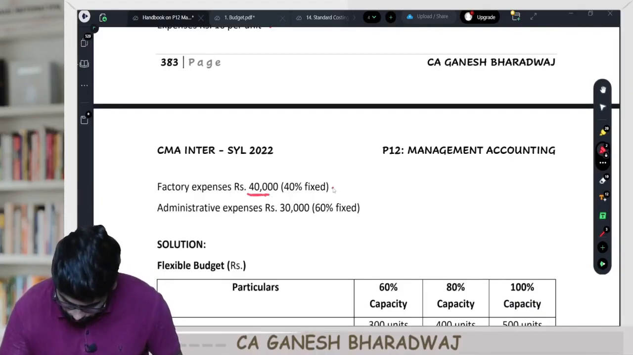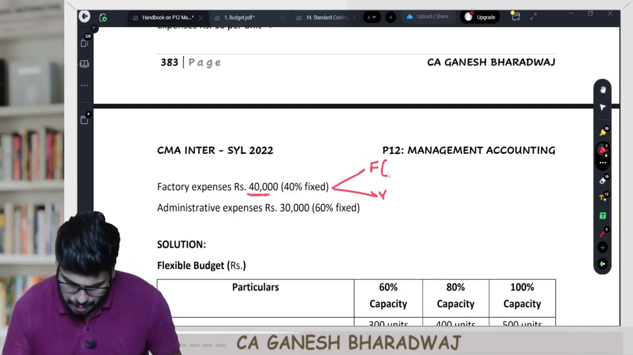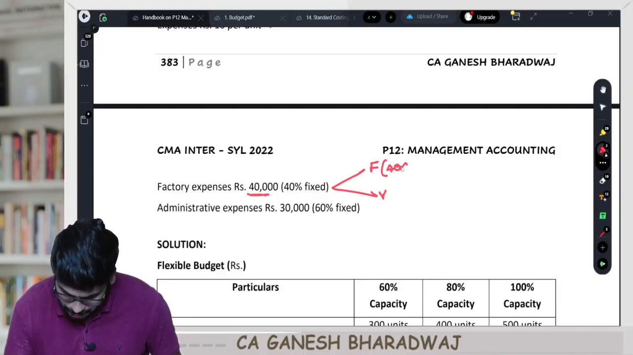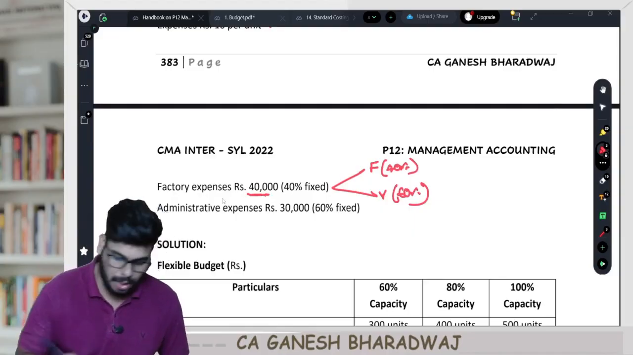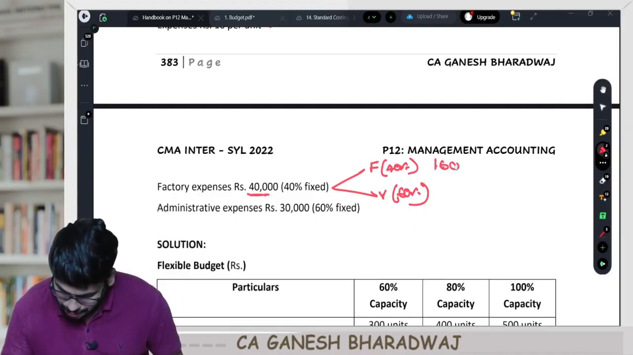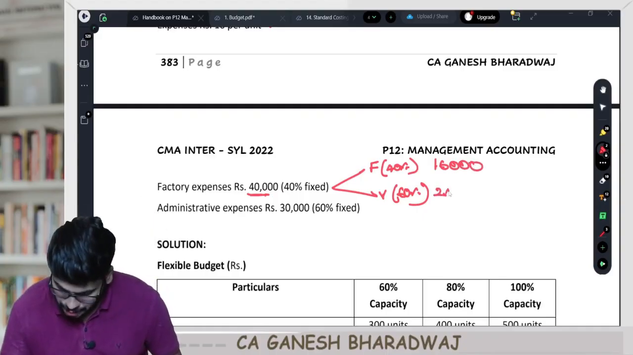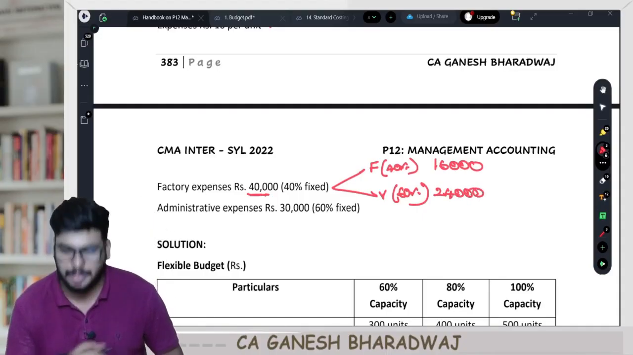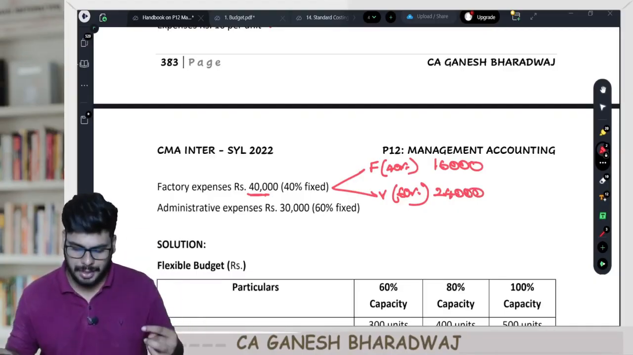So now 40,000 rupees, let us segregate this into fixed and variable. How much is fixed? 40%. How much is variable? The balance 60%. So now tell me, guys, 40% of 40,000, how much is that going to be? 16,000 rupees, right? And the balance 60%, how much is it? 24,000 rupees. Are you clear with this, guys? So now this factory expense of 40,000 rupees, a single figure they have given, right?